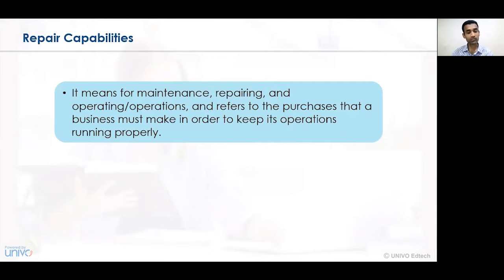Repair capabilities, or maintenance, repair and operations (MRO), refers to the purchases that a business must make in order to keep its operations running properly. So repair capabilities are the considerations an organization undertakes for the upkeep and maintenance of goods, services, commodities, and the day-to-day operational activities in a business organization or manufacturing unit. It focuses on what amount of goods, services, and commodities a business must purchase to keep its operations running. So for the upkeep and continuous running of operations, what activities we initiate and how those activities are planned is the concept of repair capabilities.